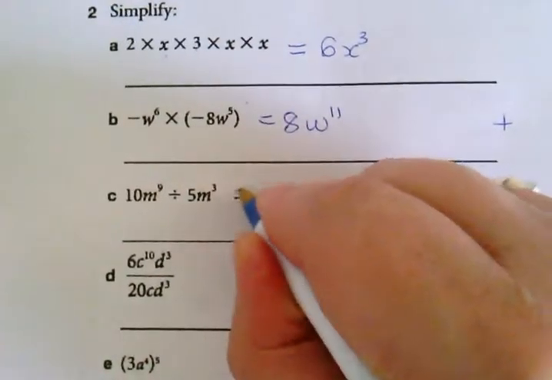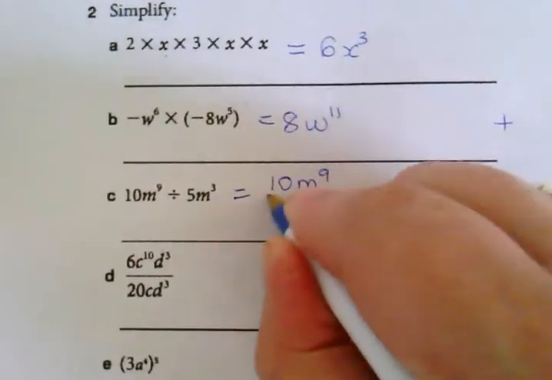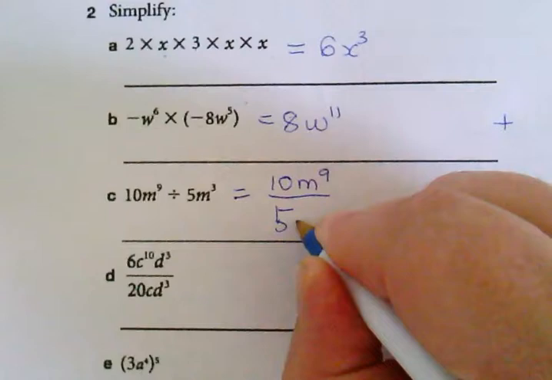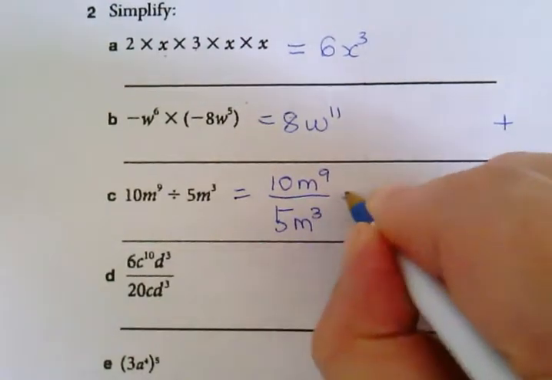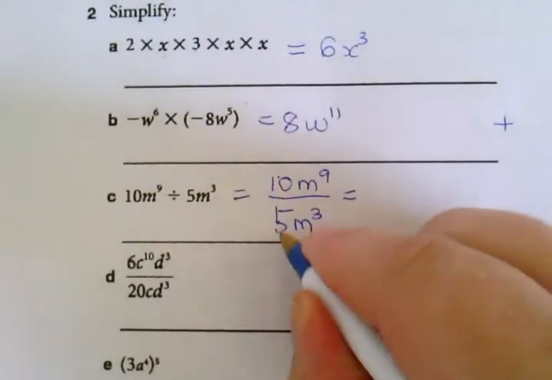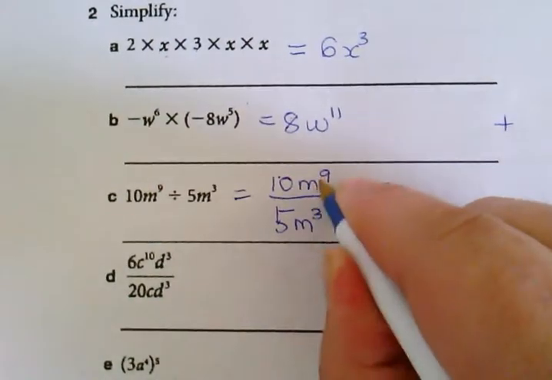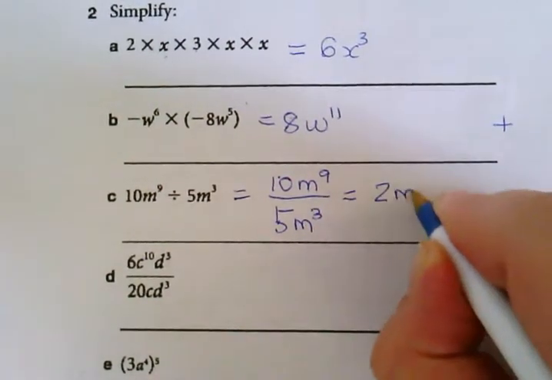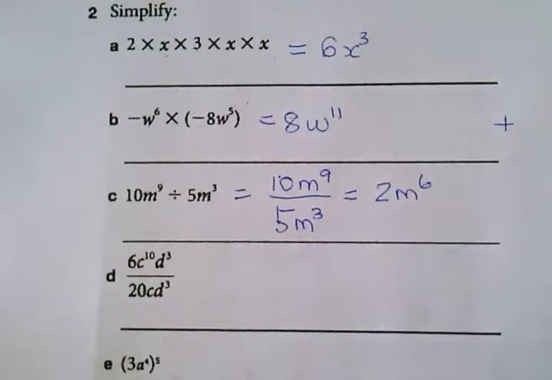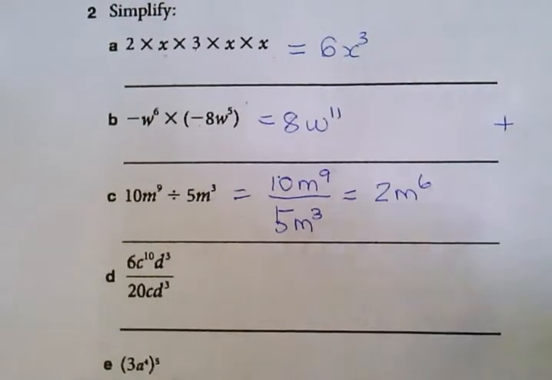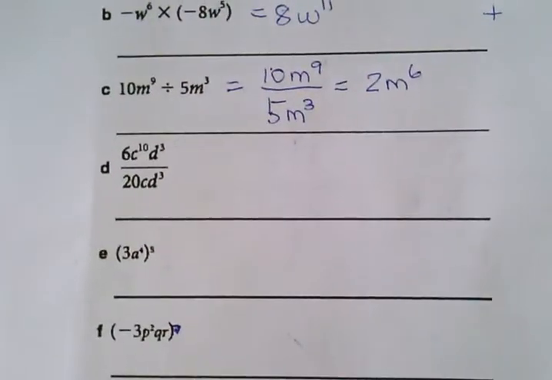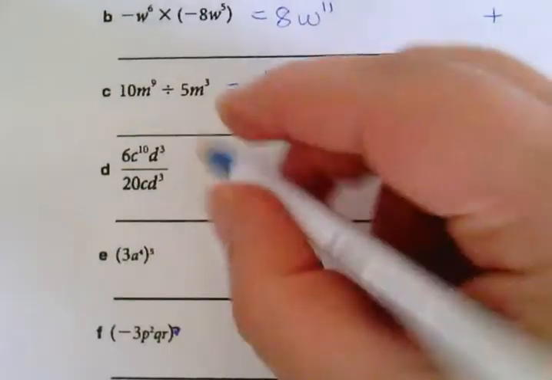All right, with the next one, it's best to write these as division problems. So 10m to the power of 9 divided by 5m to the power of 3. 10 divided by 5 is 2. And m to the power of 9 over m to the power of 3 is m to the power of 6. You can do it by subtracting the indices if you want, or you can also imagine that you are cancelling out.